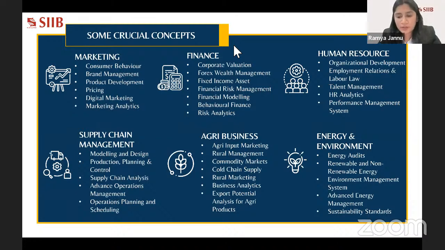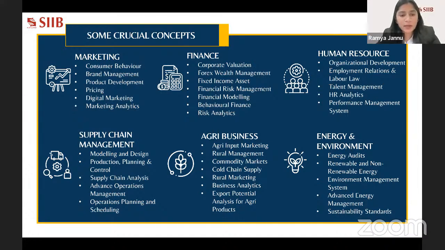So we offer four specializations, that is marketing, finance, human resource, supply chain management. Marketing offers a core understanding of digital marketing, brand management, consumer behavior, and so on. Finance is inclined towards corporate valuation, forex, wealth management, fixed income, etc. Supply chain management offers a niche understanding regarding topics such as modeling and design, production planning and control, supply chain analysis. And human resource, on the other hand, develops a concrete understanding of concepts from employee and labor law and talent acquisition to HR analytics.